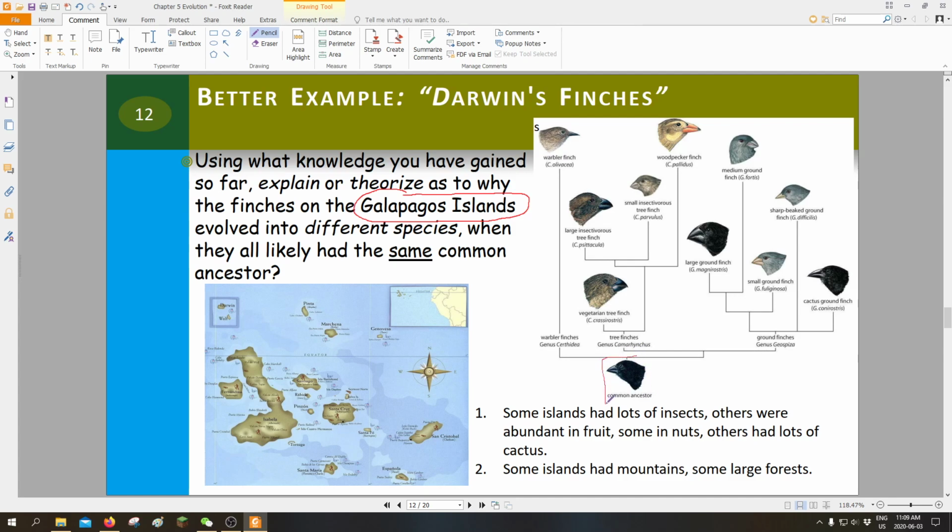We know that they all came from a common ancestor, okay? But how come all the different finches are so different, okay? Why are they all so different? Why did the new species arise? And to answer that, you're going to want to take a look at the geography of the Galapagos Islands, as well as these two notes that I put over here. Some islands had a lot of insects, other ones were abundant in fruit, some in nuts, and then others had a lot of cactus or cacti. Second note could be, some islands had mountains, some large forests, some neither, etc. So you're going to want to use all this information to answer that question.